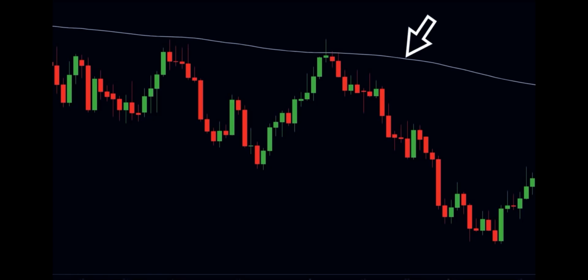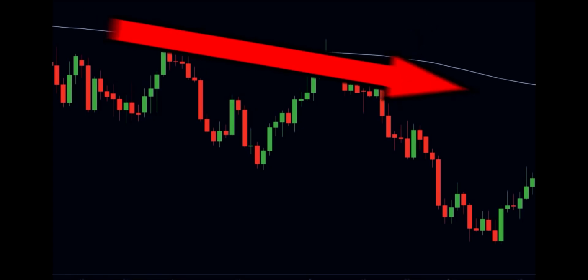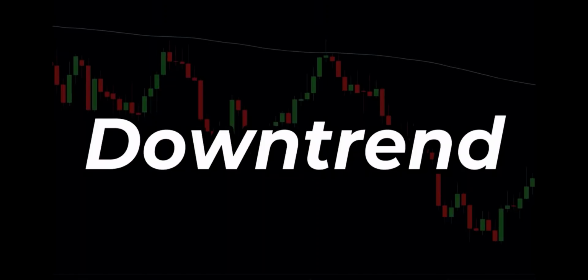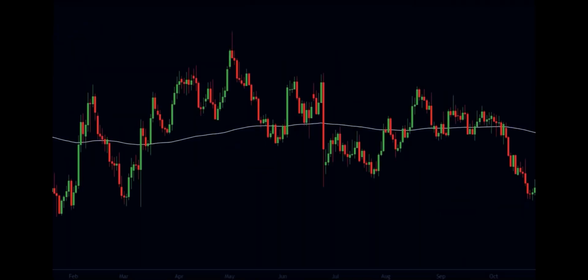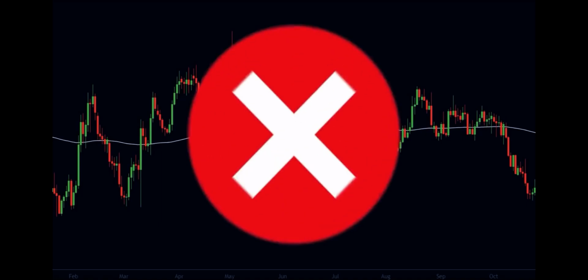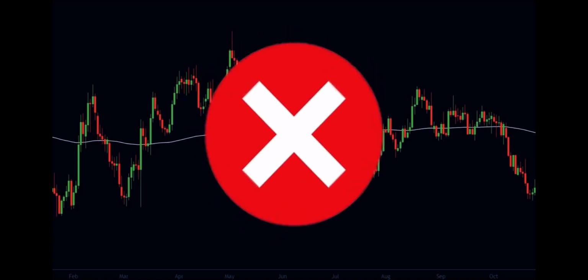Similarly, when the price is trading below the 200 EMA, and the EMA is sloped downwards, it is regarded as a downtrend. In a downtrend, we will look for selling opportunities only. In a sideways market, we see that the EMA stays flat and the price keeps on revolving around it. We will avoid trading in such markets.